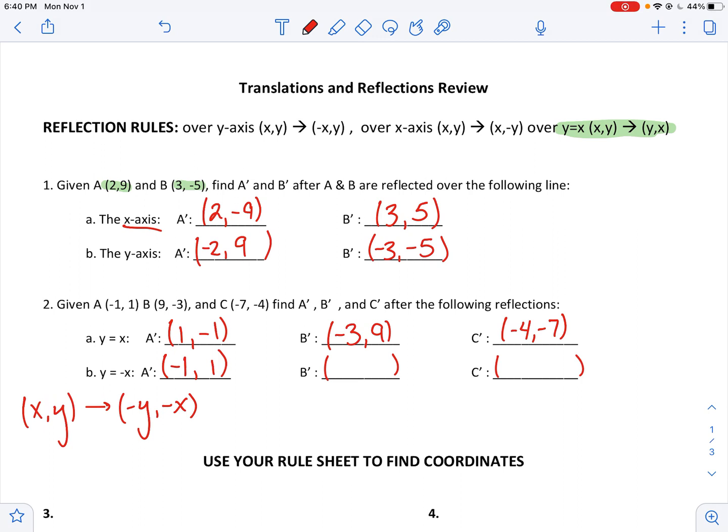So you switch the order and you negate both of them, or you find the opposite of both. So this would be 3, negative 9. And this would be 4, comma, 7. So those are my reflection problems.